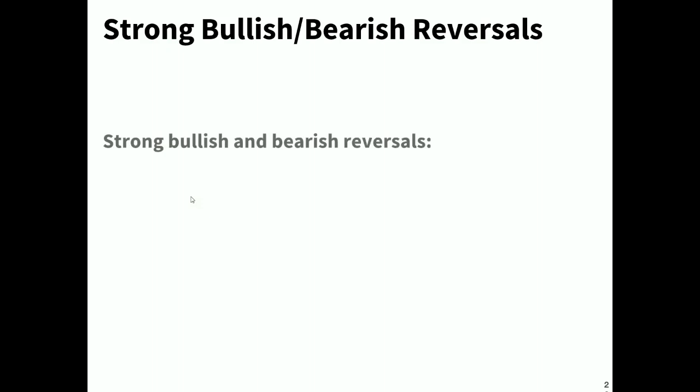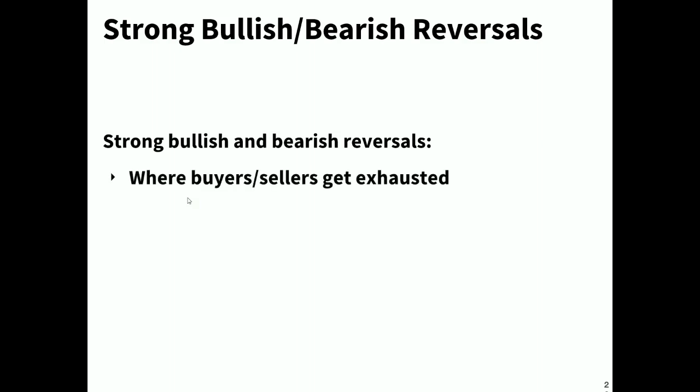And let's quickly review what a bullish and bearish reversal is before we continue. A strong bearish reversal is where buyers get exhausted, and vice versa for the bullish reversal. In other words, where the last of the buyers buy.